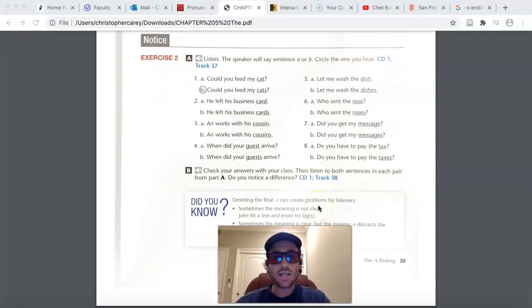We use the S ending when we want to make a singular subject plural, right? Instead of one, two, and beyond, when we want to multiply or pluralize a noun, in English, oftentimes we just add an S. So that's one grammatical situation.